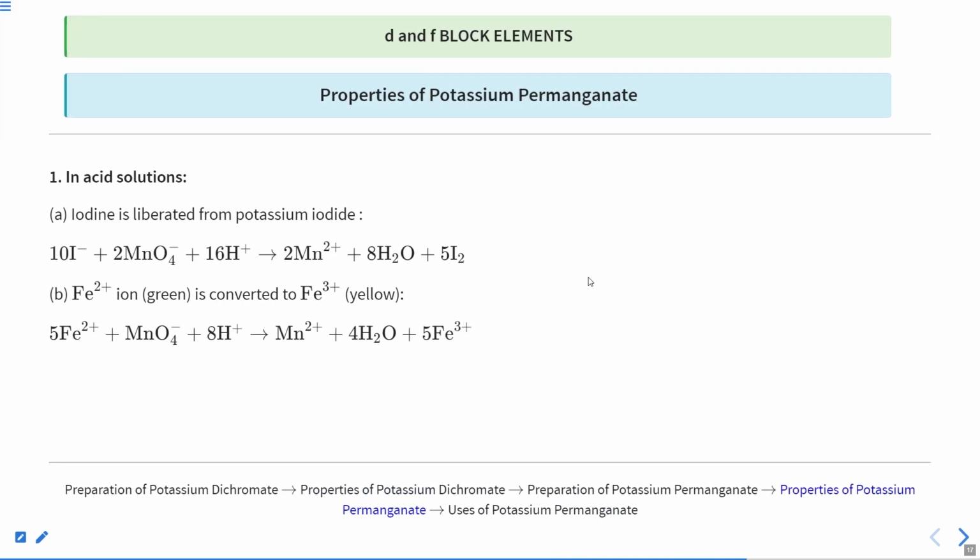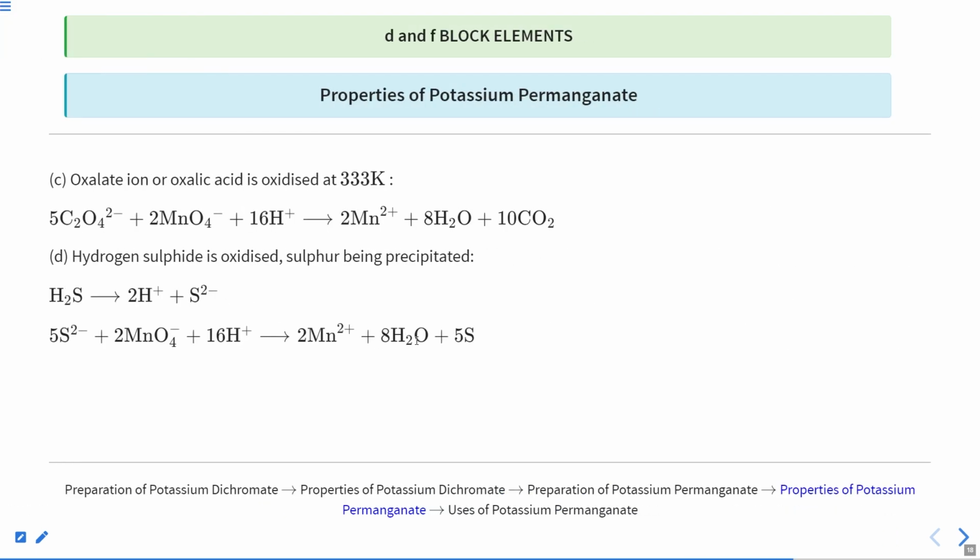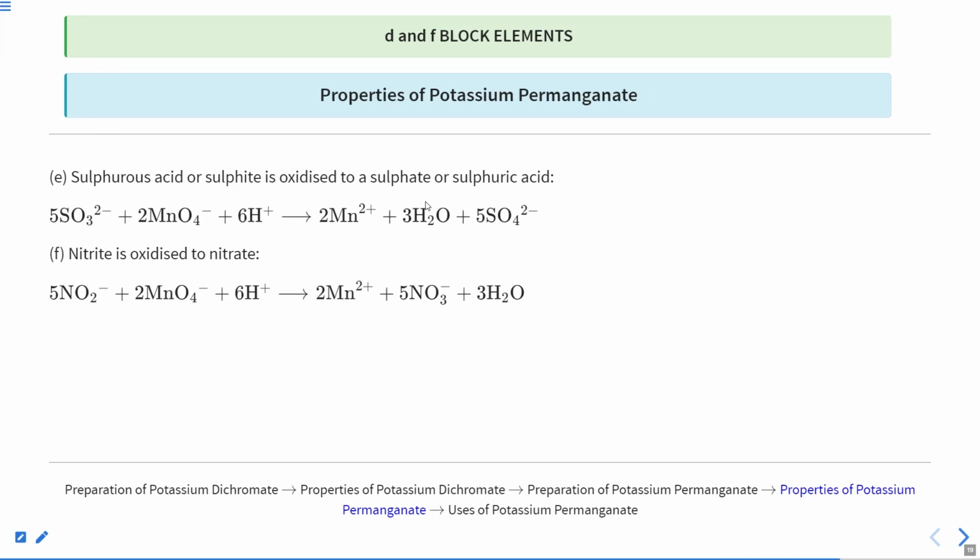Now let us see the behavior of this potassium permanganate. We have seen this; we are revising it. In an acidic solution, it oxidizes Fe2 plus to Fe3 plus. Similarly, oxalate ion is getting converted to carbon dioxide, and S2 minus is getting converted to sulfur. Whereas sulfurous acid is getting converted to sulfate, and nitrite is getting converted to nitrate.